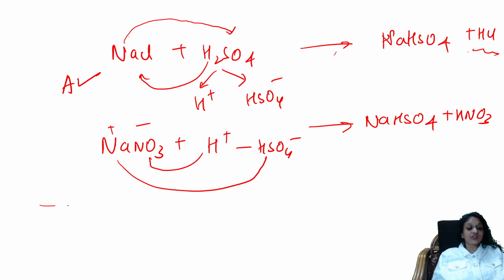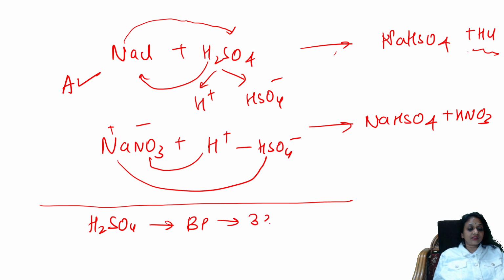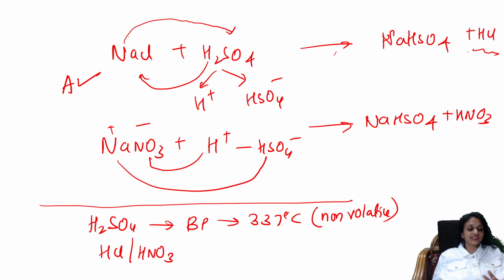Reason: sulfuric acid is less volatile than hydrochloric acid. Right. Remember, students, sulfuric acid has a boiling point of 337 degrees centigrade, so it is considered non-volatile. But HCl gas and nitric acid have lower boiling points, so I can easily use them in double decomposition reactions.